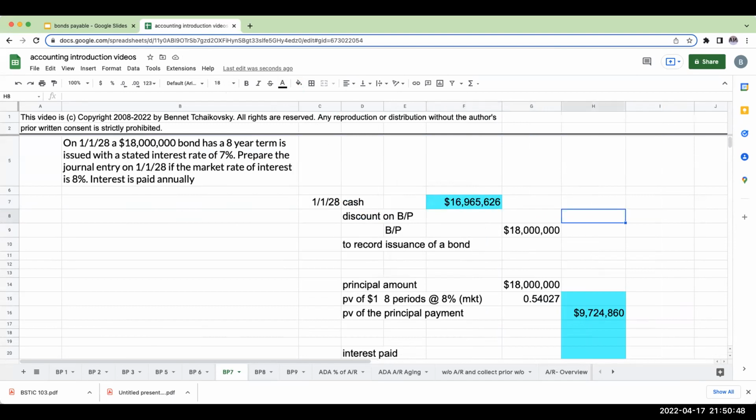So the difference is going to be my discount on bonds payable. This is going to be $1,034,374. So that's how we go through and record this when the market rate is greater than the stated rate: it's going to sell for a discount.